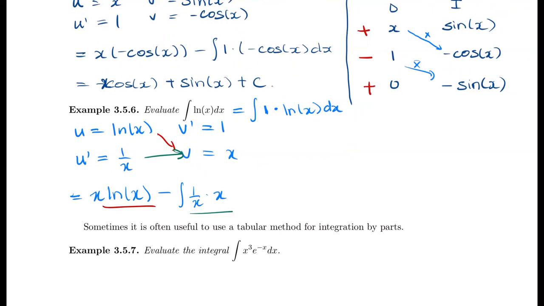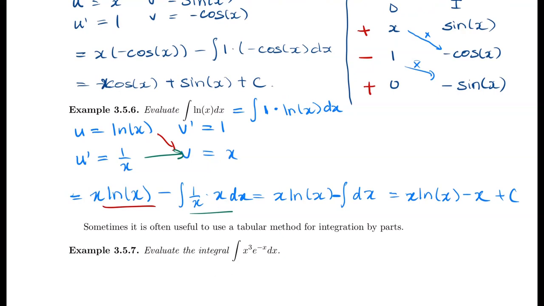And once you integrate the last one, we have x ln x times the integral of dx here. So that would be x ln x minus x plus c. And that is the integral here. Very good. All right.